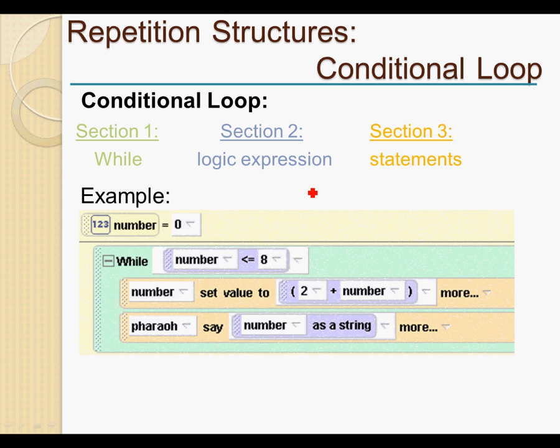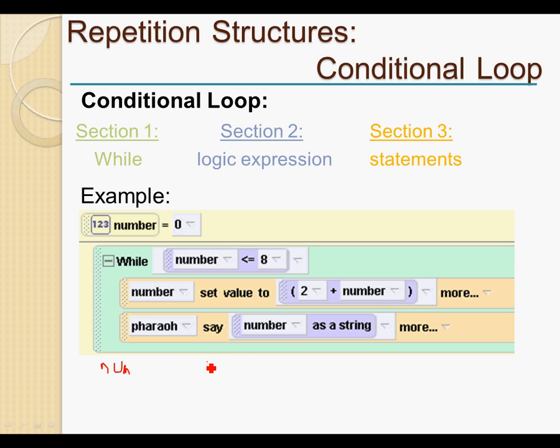So here's the example. Again, I've got a variable called number which equals 0. In this case I'm using the while structure, and while my number is less than or equal to 8, I'm going to have my number set to 2 plus the number and output it. So again, pause, think about what the output you think is going to be, and then resume the video when you have your answer. So again, hopefully you've made your table.